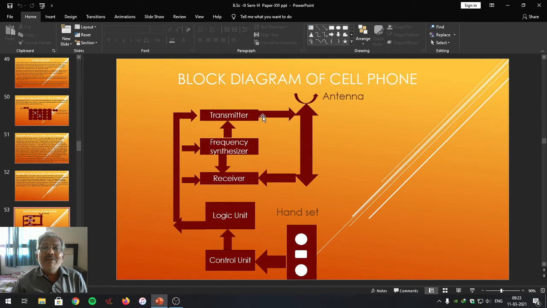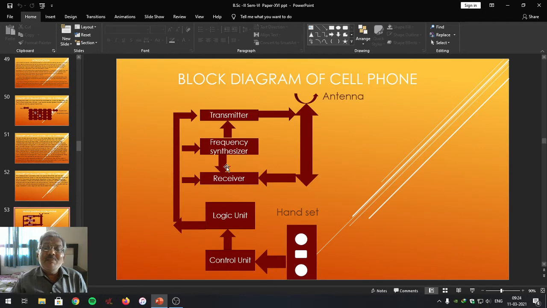It produces the signal which is amplified, which is modulated, which is coded as per the requirement of the signal to be transmitted. The transmitted power is fed to the antenna through the duplexer. Duplexer is a unit that couples the antenna to the transmitter as well as to the receiver.